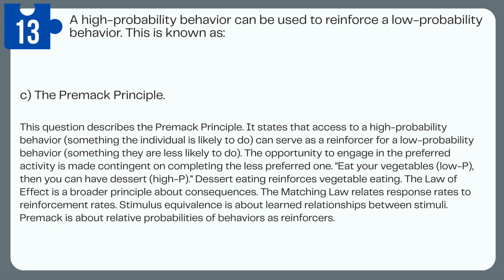This question describes the Premack Principle. It states that access to a high probability behavior, something the individual is likely to do, can serve as a reinforcer for a low probability behavior, something they are less likely to do. The opportunity to engage in the preferred activity is made contingent on completing the less preferred one. Eat your vegetables, low P. Then you can have dessert, high P. Dessert eating reinforces vegetable eating.